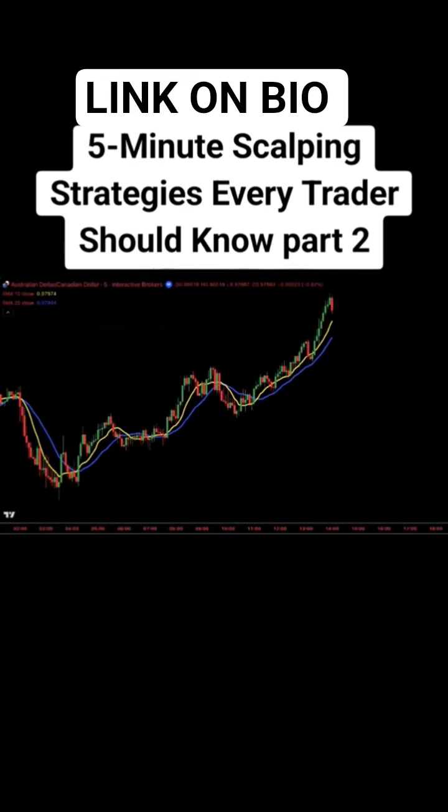This is the Australian dollar against the Canadian dollar on the 5-minute chart. As you can see, the market is in a clear uptrend. We can identify a well-established trend line by connecting multiple higher swing lows. In this example, the trend line has 4 valid touch points, confirming that it is a strong dynamic support level. Now, look at what happens next.